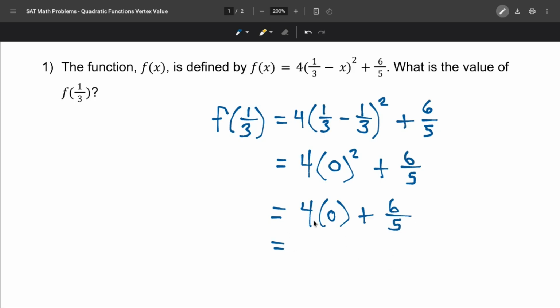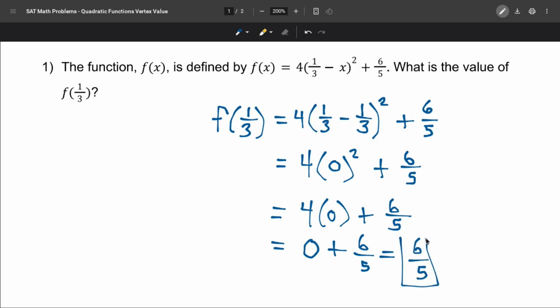Okay, and then 4 times 0 is 0, plus 6/5. So what is my solution here? Well, 0 plus 6/5 is just 6/5.